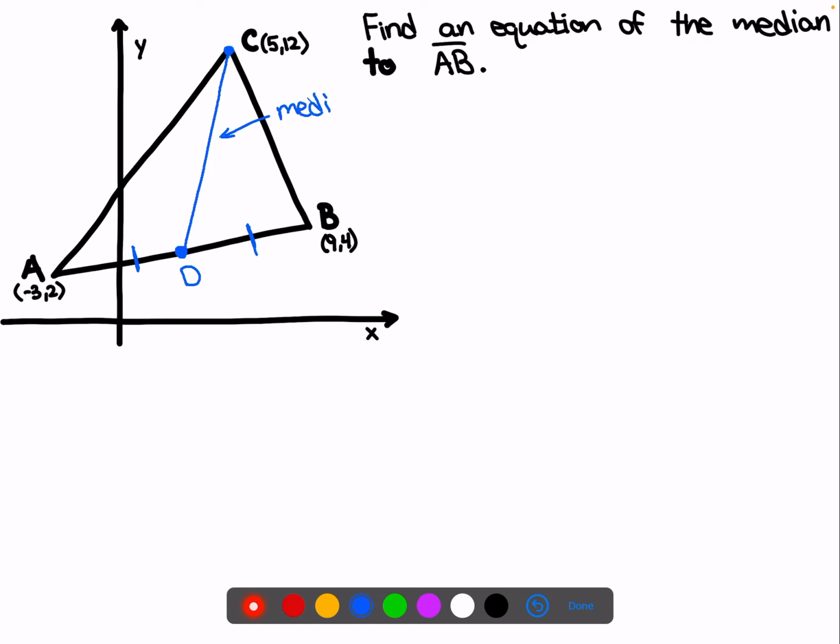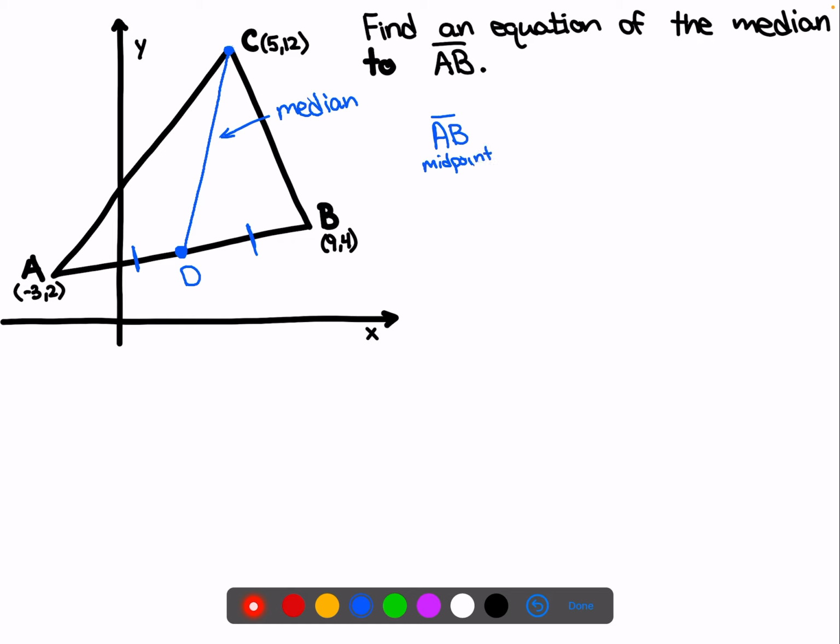This is our median. Now that we know what our median looks like, we need to go ahead and find the equation of this line. So to do that, the first thing I should do is find out where point D is located. I already have point C labeled, but point D is not. So to find out where point D is, well, it's the midpoint of segment AB, because again, the median splits it right in the middle. So D has to be the midpoint. So I need to first find the midpoint of AB. So this is my midpoint.